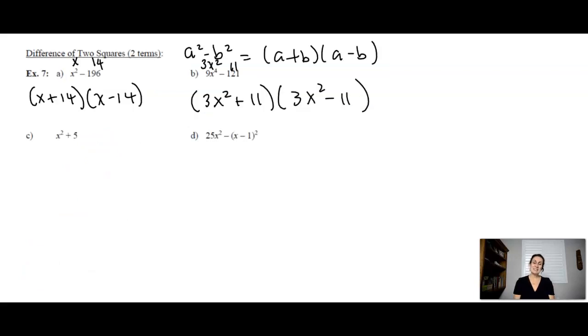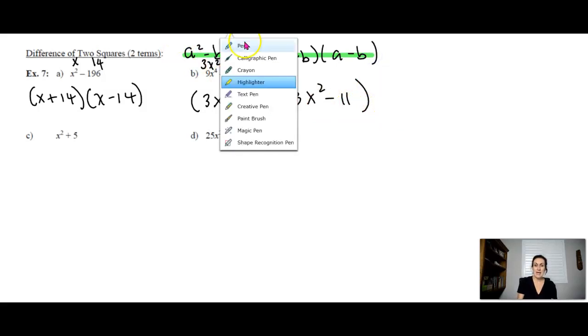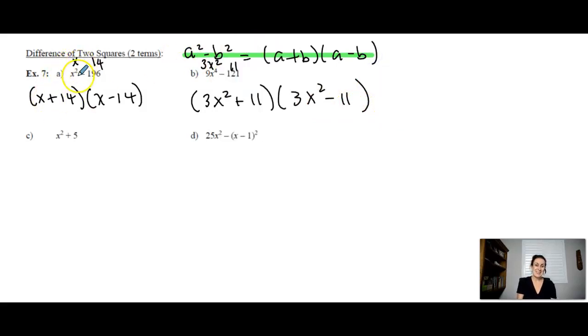So example 7 is a difference of 2 squares. Just as a reminder, the formula shows that a squared subtract b squared is equal to a plus b, a minus b. So we're going to have numbers that are perfect squares connected by a subtraction sign. So looking at this, x squared is a perfect square, x times x, and 196 is a perfect square, 14 times 14. So therefore, it's connected with subtraction. A plus B, A minus B. A is the x, B is the 14. So you get x plus 14, x minus 14.